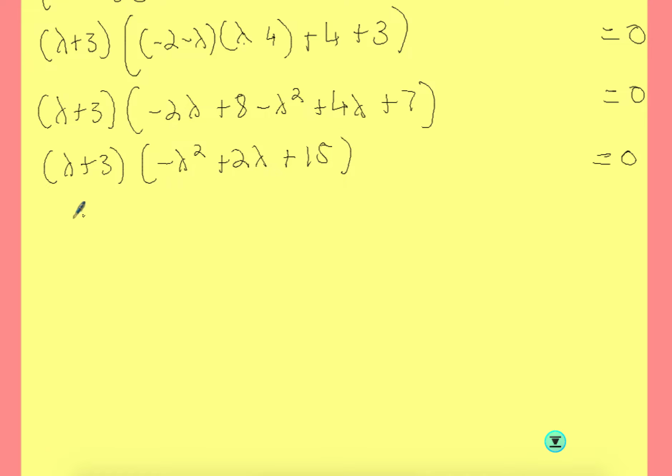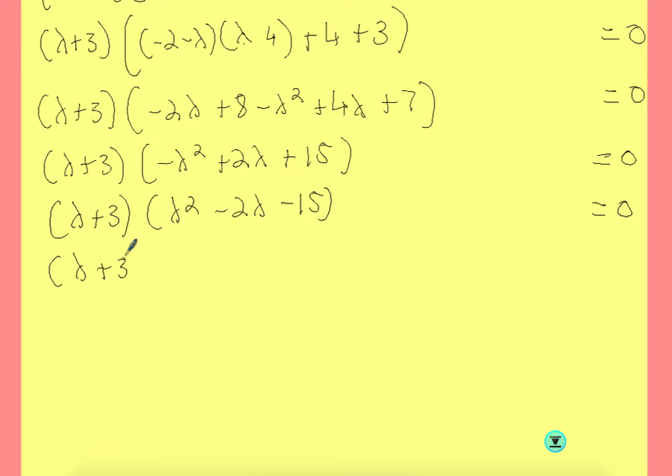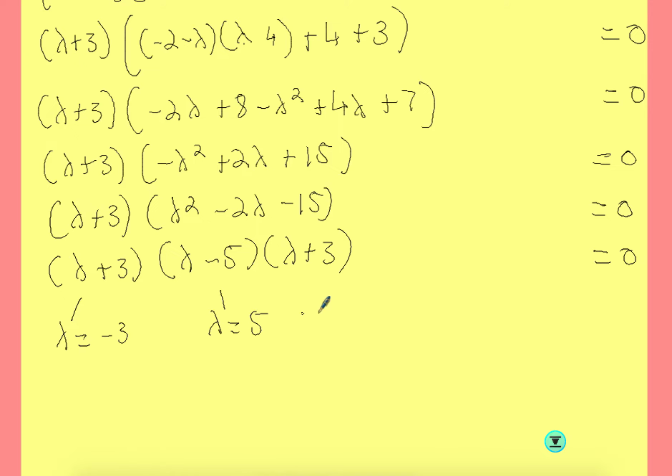Now, I don't like the fact that's a negative, so I'm just going to change the sign of everything in the bracket, and I can do that because it's equal to 0, so that's just lambda squared take away 2 lambda, take away 15. If I do CDT on that, it factorizes into lambda take away 5, lambda plus 3 equal to 0. So you've got your eigenvalues. Lambda equals 5, and lambda equals negative 3, lambda equals negative 3.